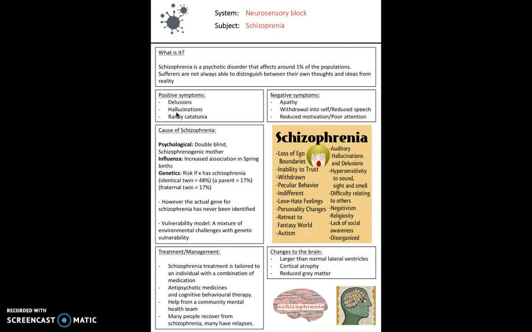In terms of causes of schizophrenia, this is quite arguable. Genetics certainly plays a role because your risk increases if a certain family member has schizophrenia. Also, it could be psychological, such as a double-bind or schizophrenogenic mother. And influenza apparently is also a linked cause, with an increased association with spring births. However, an actual gene for schizophrenia has never been identified, and most people like to fit this into the vulnerability model, which refers to a mixture of environmental challenges with a genetic vulnerability causing a patient to develop schizophrenia.